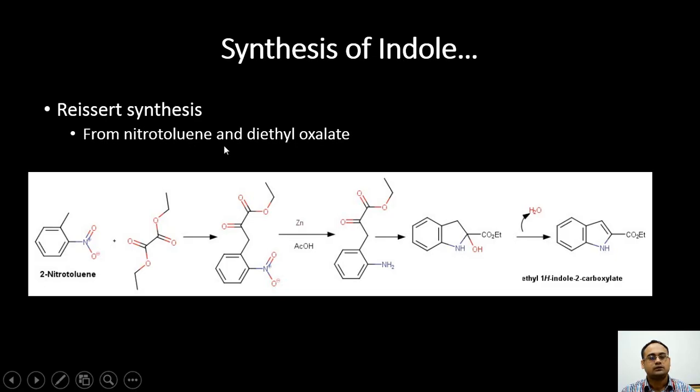Similarly, use of this acidic character of the toluene protons is made in a reaction in which nitrotoluene is reacted with diethyl oxalate, and the carbanion first generated here attacks the oxalyl carbonyl carbon to form this intermediate compound. This compound is then reduced at the nitro group using zinc and acetic acid, and gets converted into an amino group. Because of the nucleophilicity of the amino group, it attacks the adjacent carbonyl carbon to form a cyclic indole-like structure. This then loses a molecule of water to the solvent and forms ethyl 1H-indole-2-carboxylate.